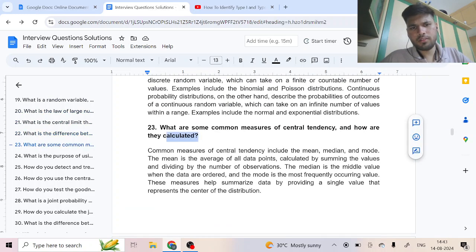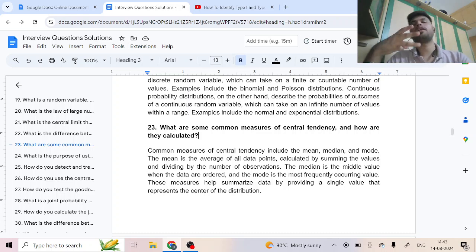This is the easiest question in statistics. What are some common measures of central tendency and how are they calculated? There are basically three types of measures of central tendency: mean, median, and mode. The mean is the sum of observations divided by the number of observations. Whatever the observations are, we can sum them up and divide by the count of observations.